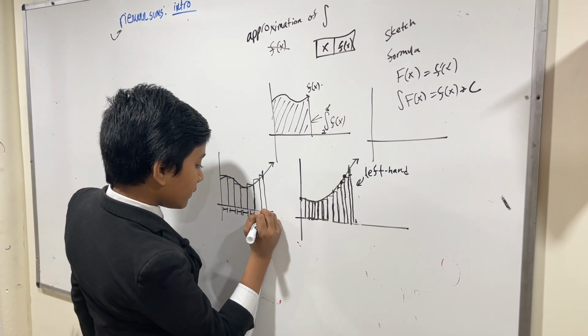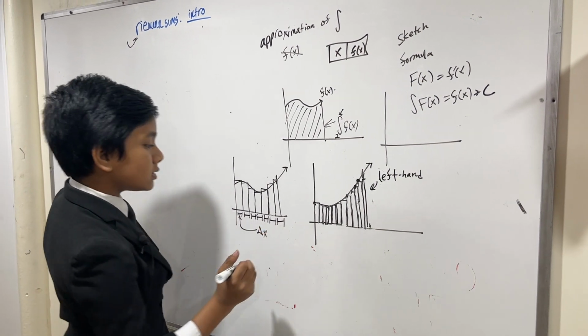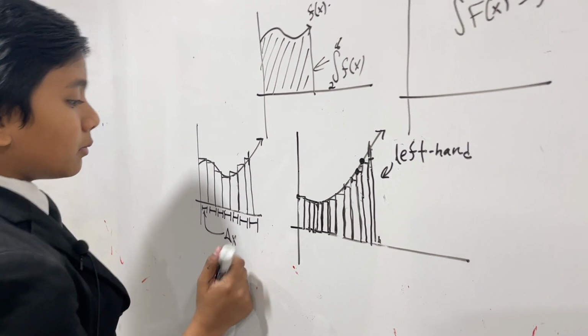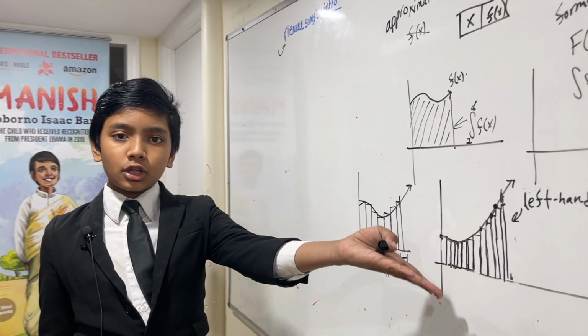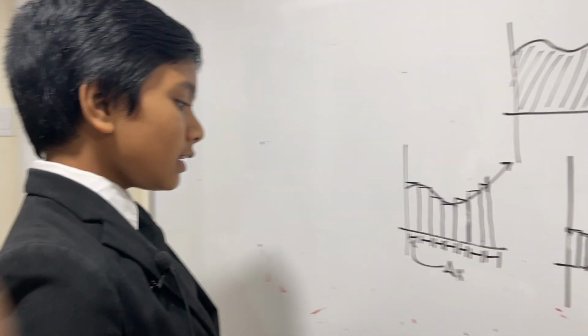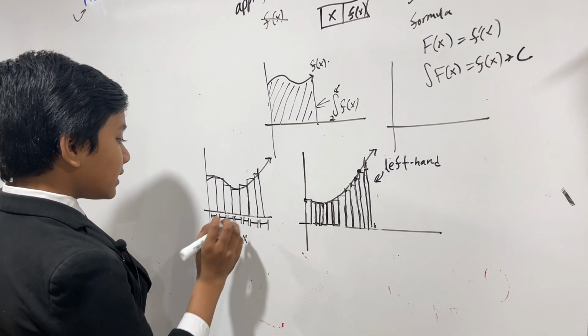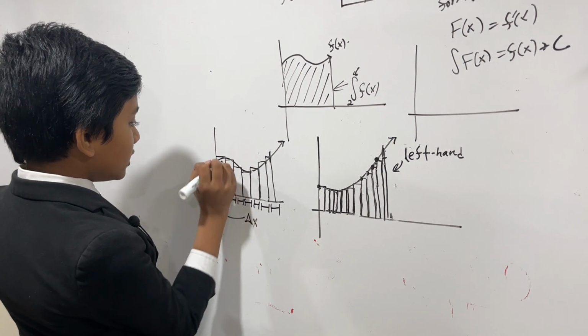So, the interval can also be denoted delta x. And the smaller the interval is, the more accurate this approximation is, as you saw before. The skinnier the rectangle was, the better approximation of the area there was. Okay, so if one of these is delta x, then what is this?